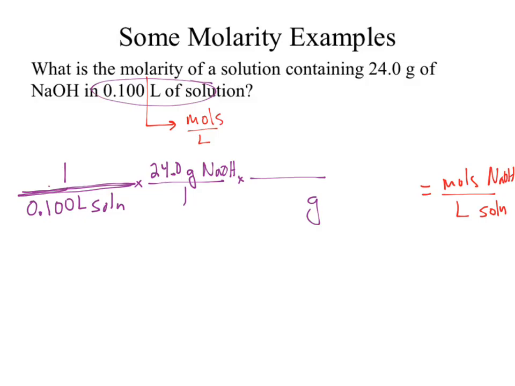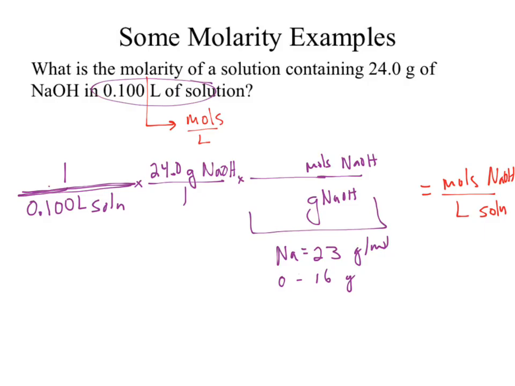So I need grams of sodium hydroxide on the bottom, and what needs to show up on top? The moles of sodium hydroxide. Is that conversion factor given to me in the question? In the question? No. Where is it given to you? On the periodic table. So you can do your math from the periodic table. Sodium has 23 grams per mole. Oxygen is 16 grams per mole. Hydrogen is 1 gram per mole. We all add that up. Thank you for confirming. 40 grams per mole.